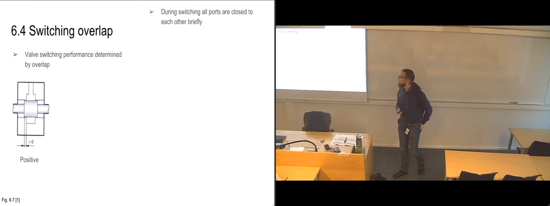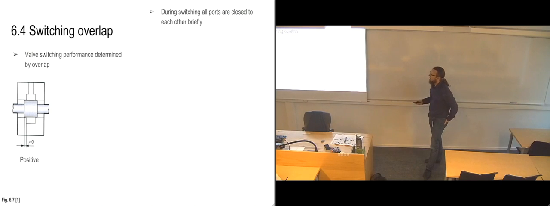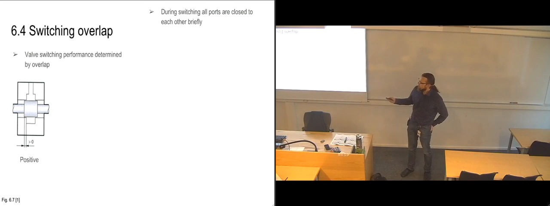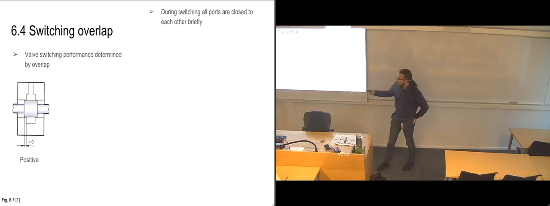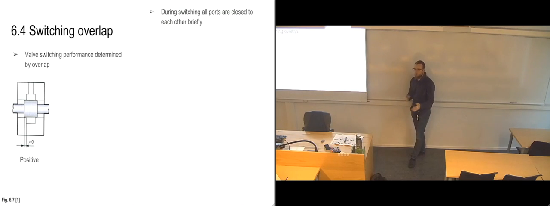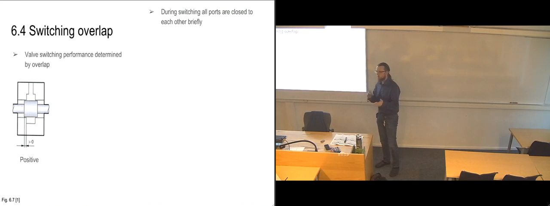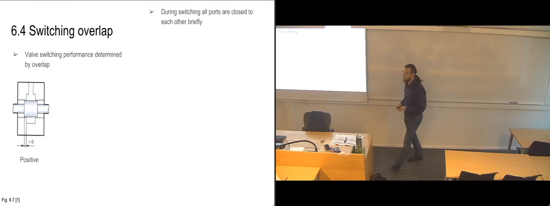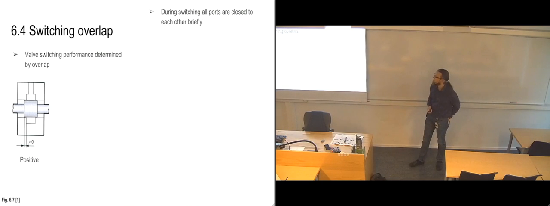So for the positive ones, it means that as we are moving the switch from one side to the other, there will be a point where all of the ports are closed, so that, as we can see here, everything is closed at one single time. So for those 2 millimeters of movement in either direction here, we could move it those 2 millimeters, and all of the ports would stay closed. No fluid flow at all past this piston.